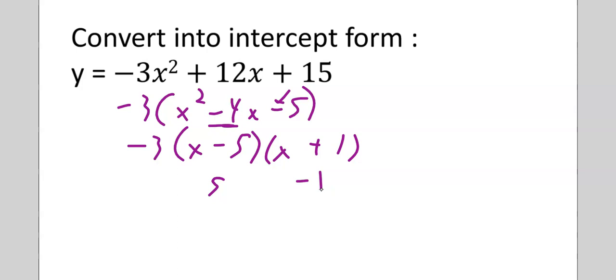And real quick math, 5 minus 1 is 4 divided by 2. My axis of symmetry would be at x equals 2. Didn't ask for that, but just for extra practice doesn't hurt. And that's it.